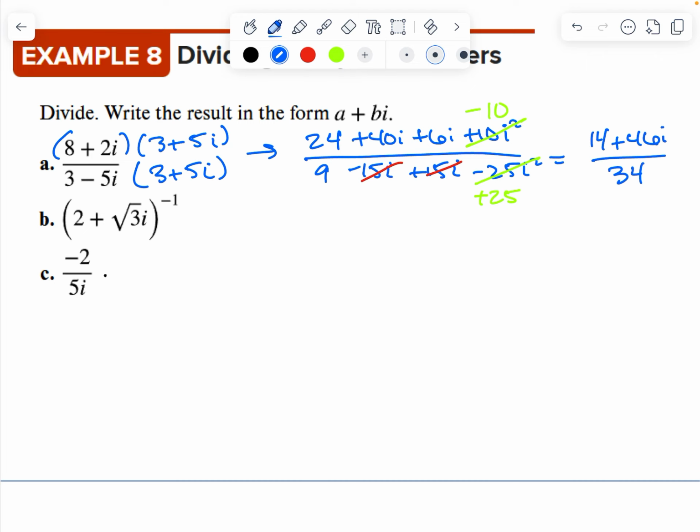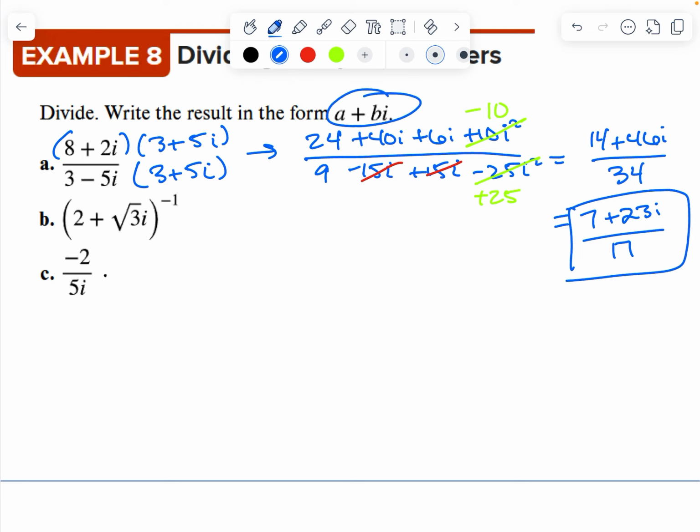Then if you can divide them all by the same thing, you should. These are all even, so we can divide them all by 2. And that's our final answer. If you want it in the form a plus bi, say ALEKS or Pearson will not let you submit your answer like this, you're just going to break it apart into separate fractions like we did earlier. 7 over 17 plus 23 over 17i.